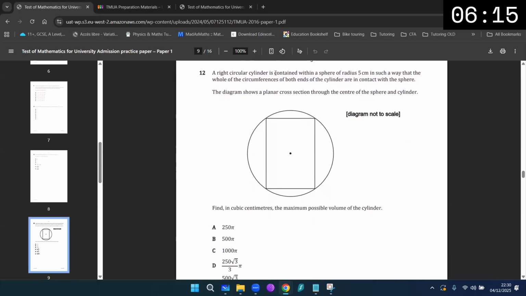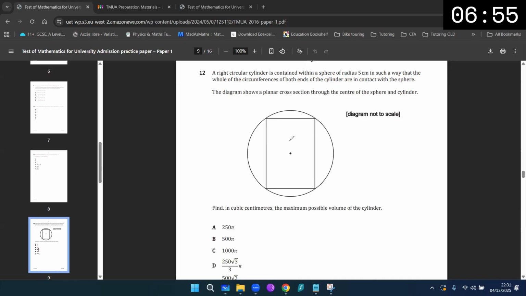A right circular cylinder is contained within a sphere of radius 3 centimeters, in such a way that the whole of the circumferences of both ends of the cylinder are in contact with the sphere. I think that's pretty clear from the picture, right? So we've got the sphere here. I'm sorry, the cylinder here, the top base and the bottom base. The diagram shows a planar cross section through the center of the sphere and cylinder. Yeah, I could imagine that.